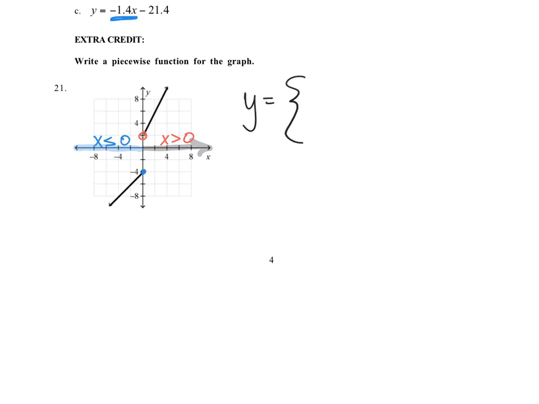So I know my first domain. We'll go from left to right. So it's the blue one first. x is less than or equal to 0. And then the next domain is x is greater than 0. Okay, so now we need to write the equation of the blue line, which is down here.